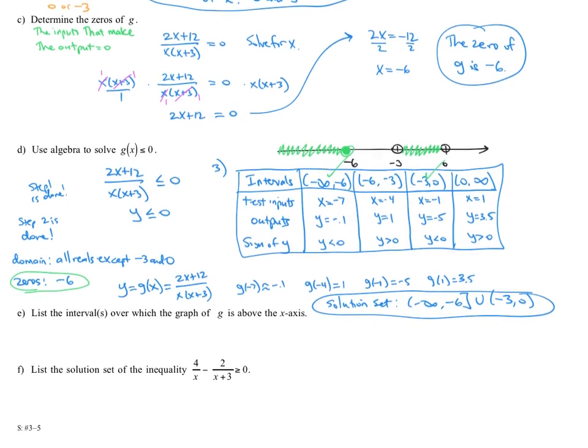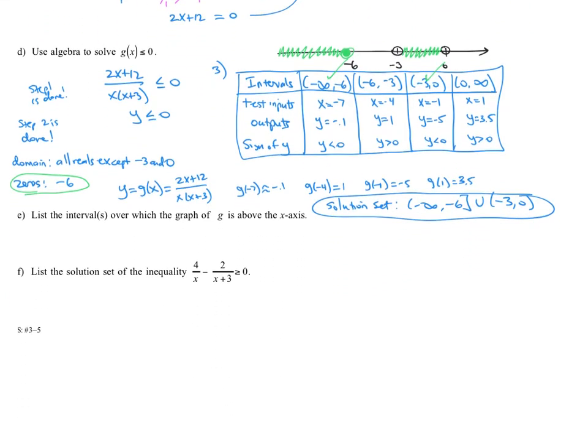Okay, now we have just the last two parts. Where is the graph of g above the x-axis? Well, that just means where is g of x greater than 0? Where is y greater than 0? And we can see from our interval chart, it's just these two intervals. So here they are. We just list them. Notice, no more work needed to be done.